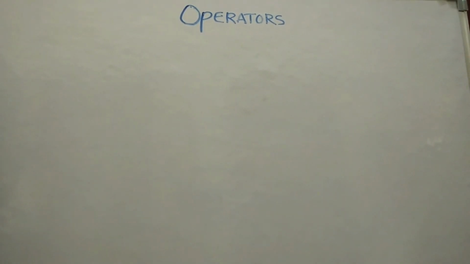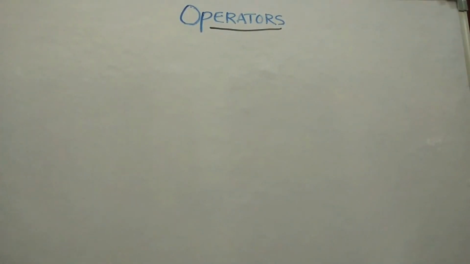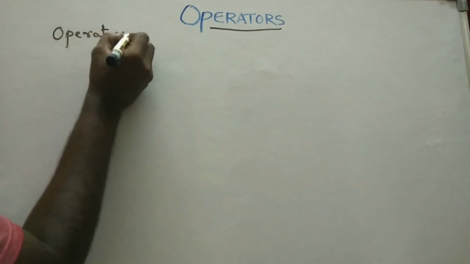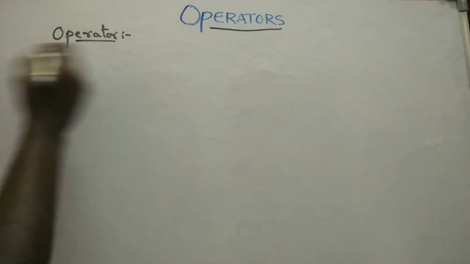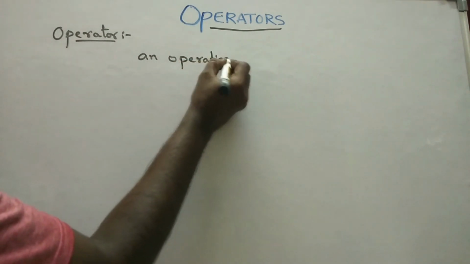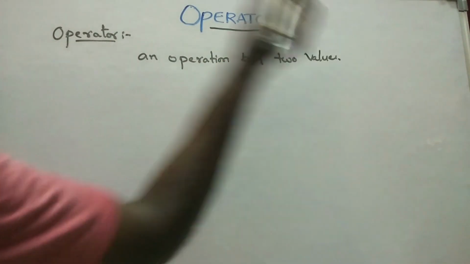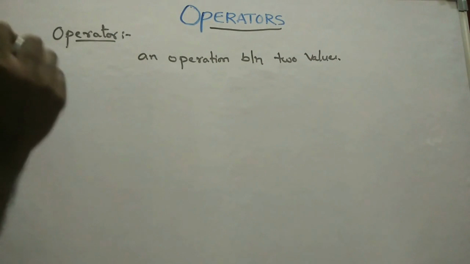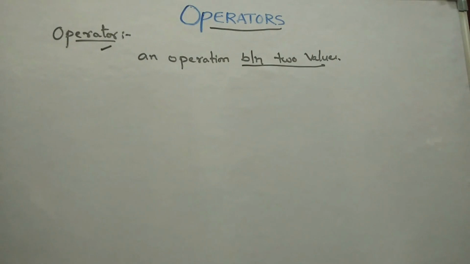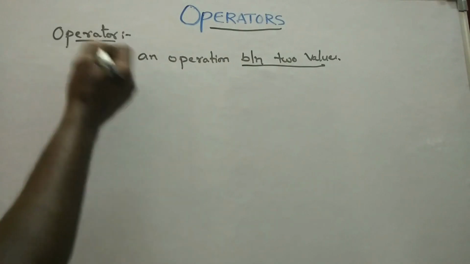In this video, we are discussing operators. What is meant by operator? An operator is nothing but an operation between two values or two things. If we can perform any operation between the two things, it is called an operator. Simply, an operation between two values or two operands is called an operator.